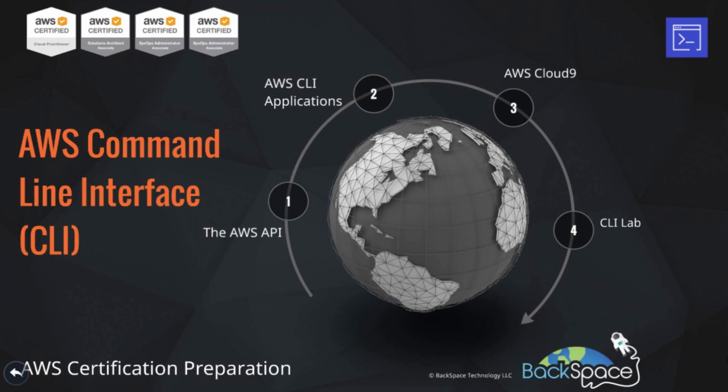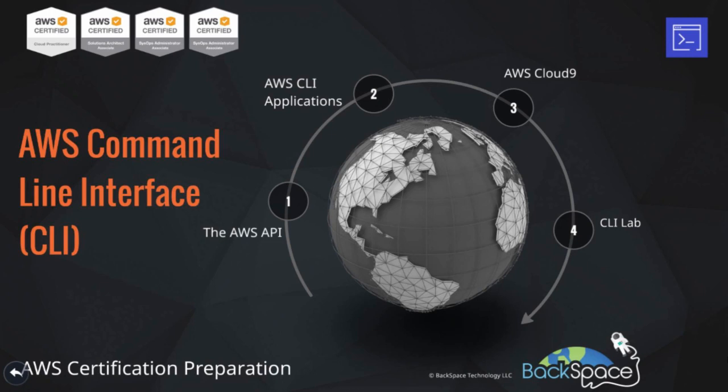We'll start off by looking at the back-end service that makes this happen, and that is the AWS Application Programming Interface, or API for short. Then we'll look at the number of different command line interface applications that we can install on our computer that will allow remote access to those services and resources.